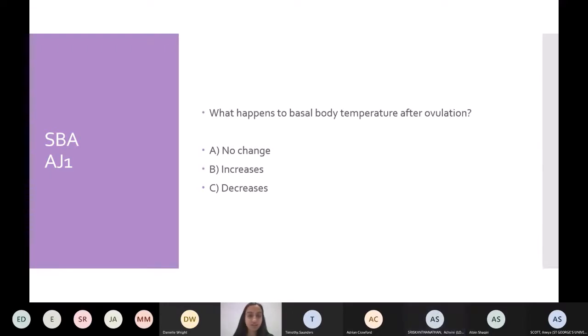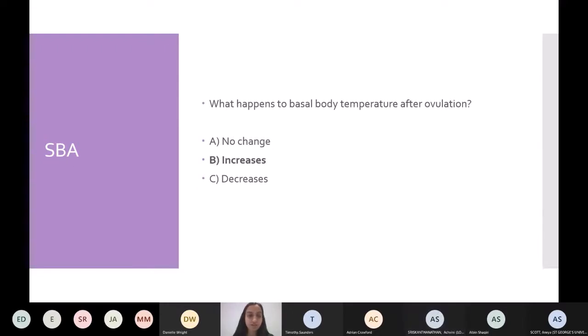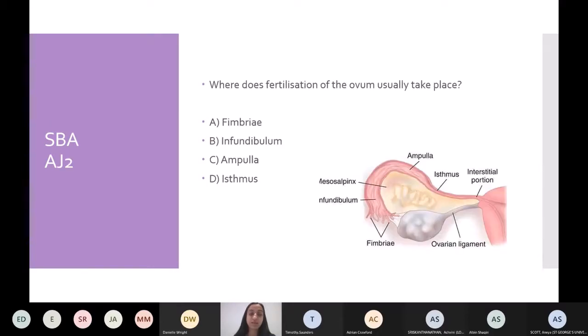So I think most of you went for the majority, which was increases. Yes, the temperature increases due to progesterone production, and we'll come to that in a second. I've got a second SBA as well before we talk a little bit about pregnancy.